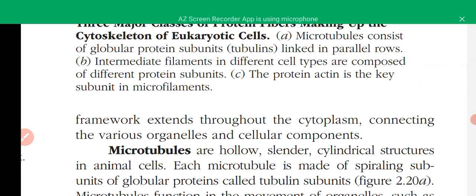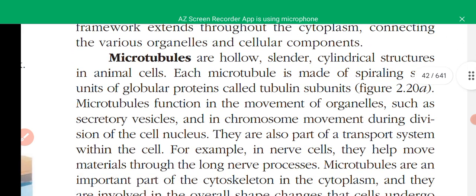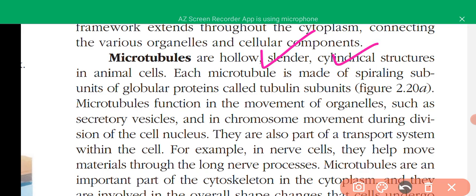Then microtubules are hollow cylindrical structures, but they are not as thin as the microfilaments or intermediate filaments. They have a greater diameter, but they are cylindrical in shape, and they are spiraling subunits of globular protein like tubulin subunits. The protein present in microtubules is tubulin.